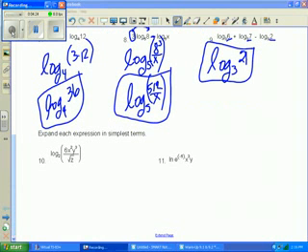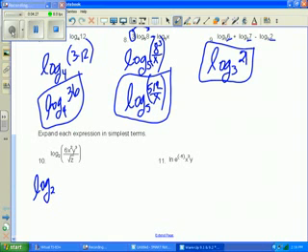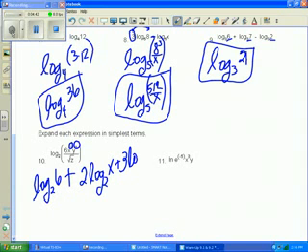Number 10, log base 2 of 6 plus, and I'm going to do 2 steps at once. I'm going to go ahead and pull this power down. 2 log base 2 of x. I'm going to pull this 3 down. Log base 2 of y. And then that is a power of what? 1/2. So 1/2 log base 2 of z. There's your answer for number 10. Four different terms for number 10.